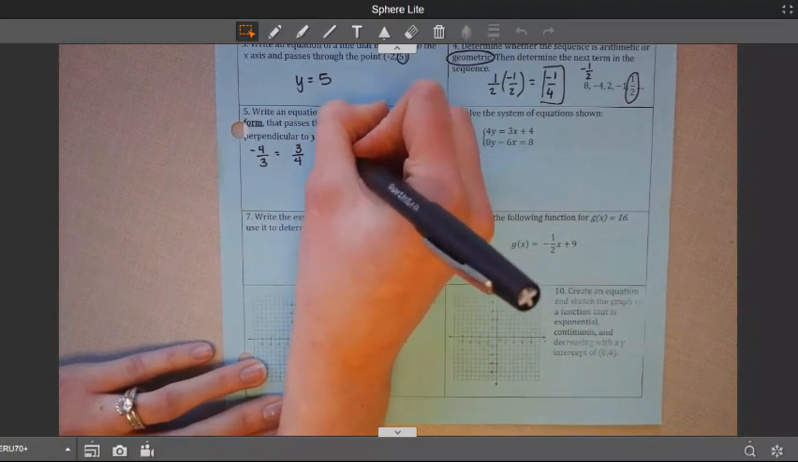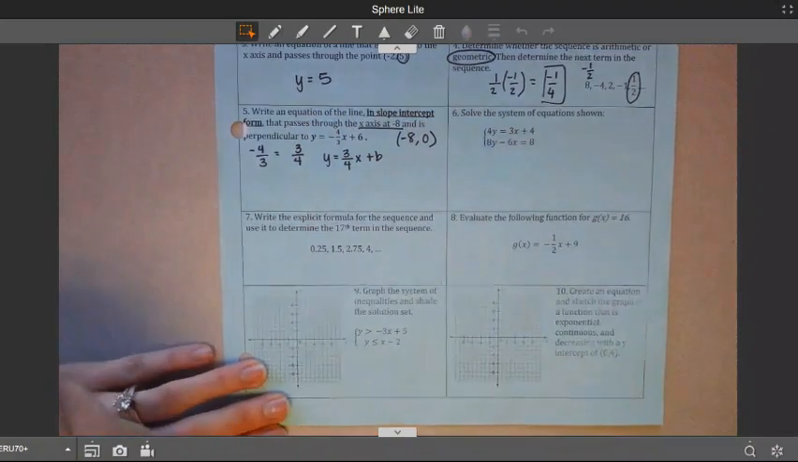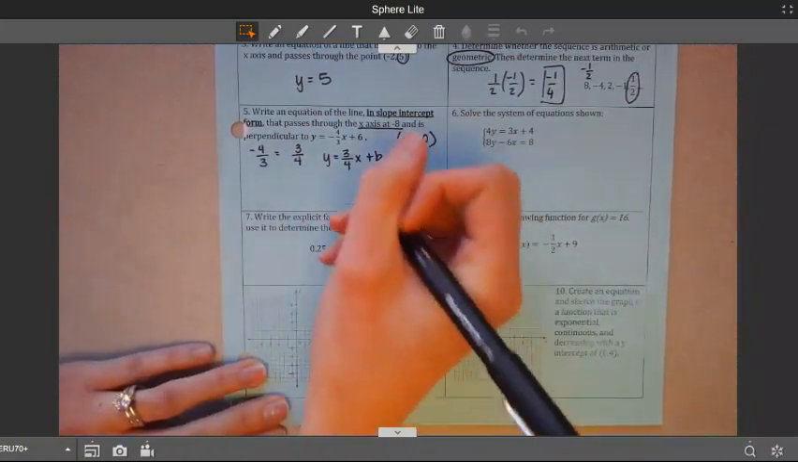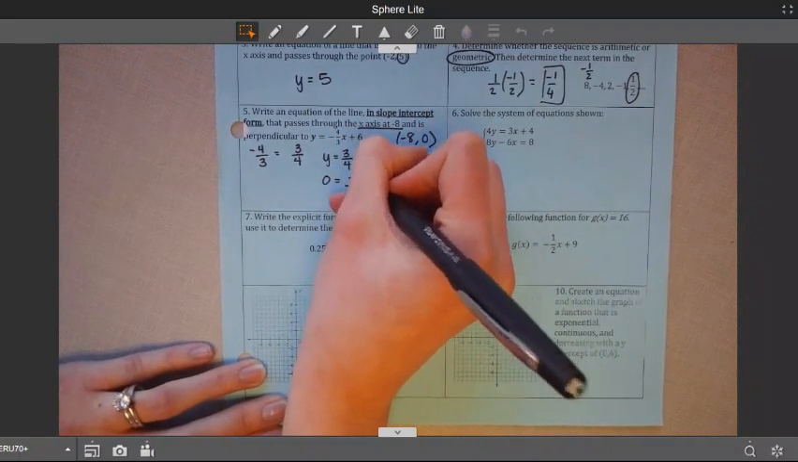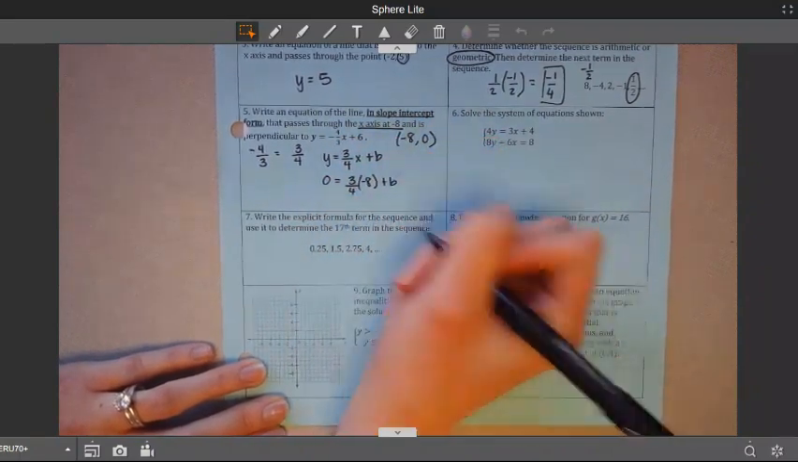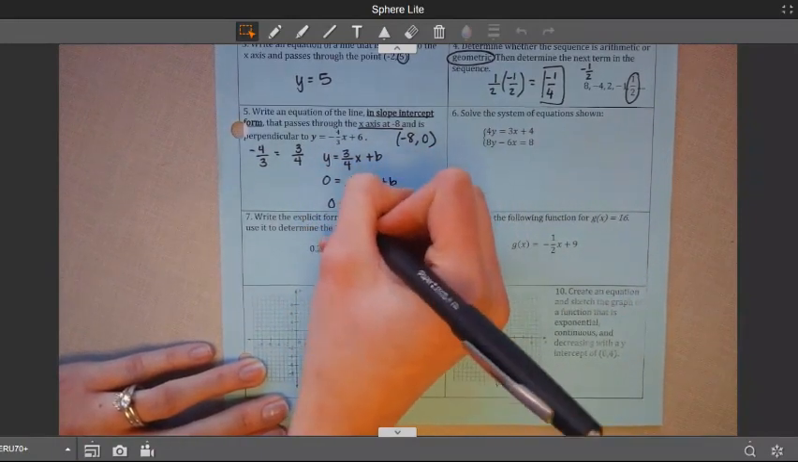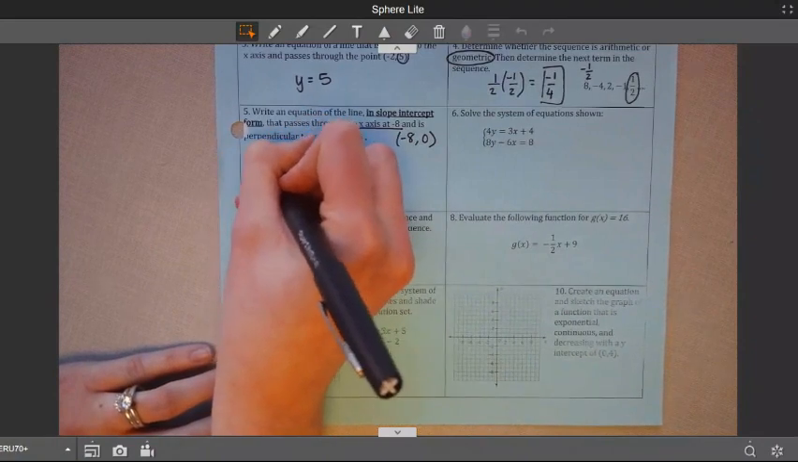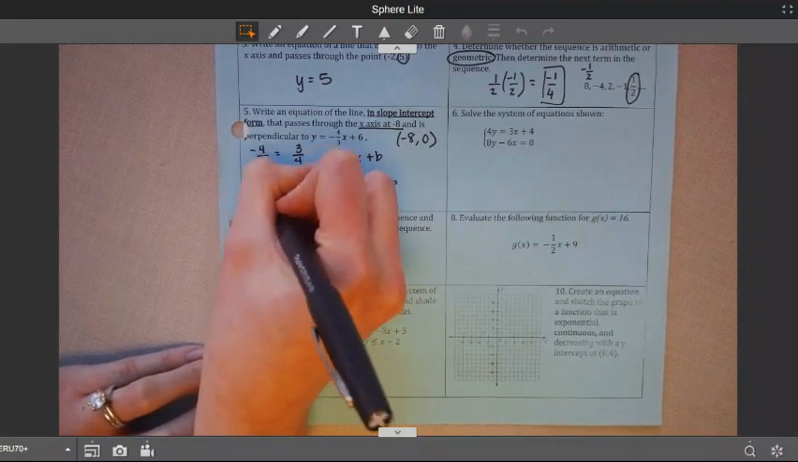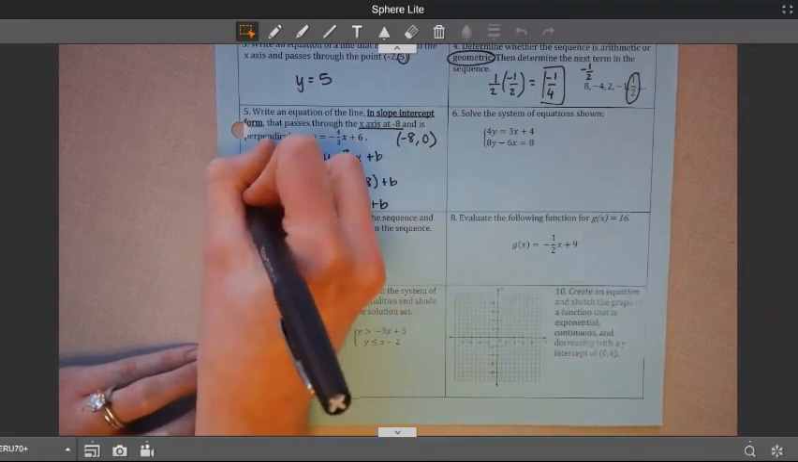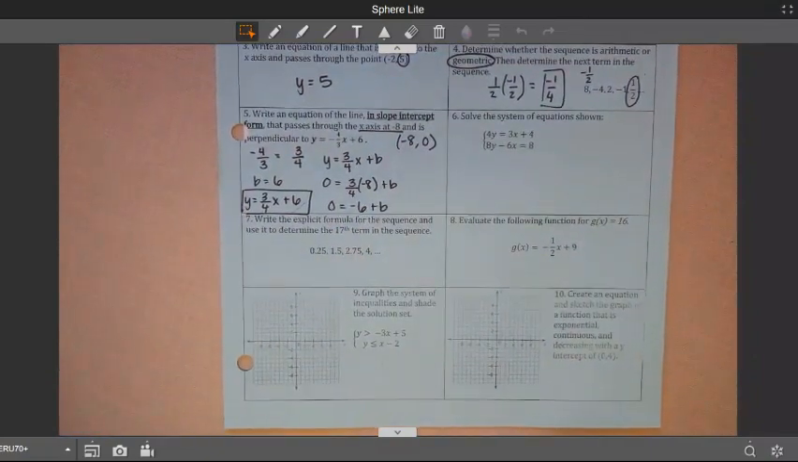So I'm going to plug into our original formula, y equals mx plus b. I don't know what b is, but I do have an ordered pair that I could plug in. So I'm going to say 0 is equal to 3/4 times negative 8 plus b. 3/4 times negative 8 is negative 6. Plus b, I add 6 to both sides, so b is equal to 6. So our equation is y is equal to 3/4 x plus 6. It just so happened that the y-intercept was the same for both of these equations, but that may not always be the case.